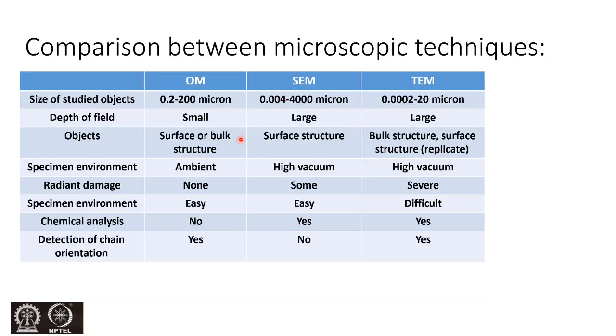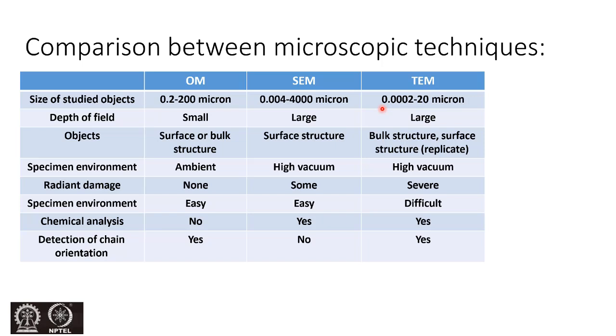Then comparison again for the microscopic techniques. In the optical microscope, as I already told you, the size of the object is very high, so 0.2 to around 200 microns we can observe. Then in the SEM, around 0.004 to 4000 microns we can vary the size or magnification. And in the TEM, the resolution is very high, from 2 nanometers to 20 microns we are able to see.